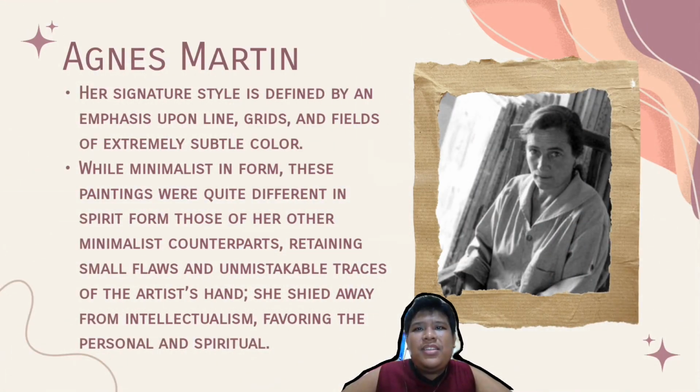For our next artist, we have Agnes Martin, a renowned painter born in Canada in 1912. She later moved to the US, where she developed her signature style, series or fields of extremely subtle colored, grid-based abstract painting that we will see later on. Her signature style is defined as an emphasis upon the line, grids, and fields of extremely subtle color.